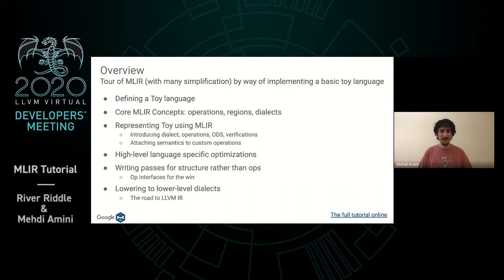Here is the overview of this tutorial session. We will start by making up a very simplified, high-level, array-based DSL. This is a toy language solely for the purpose of this tutorial. We then introduce some of the key core concepts in MLIR: operations, regions, and dialects. These concepts are then applied to design and build an IR that carries the language semantics for the toy.